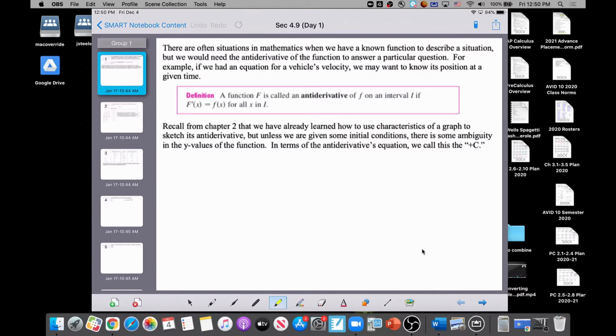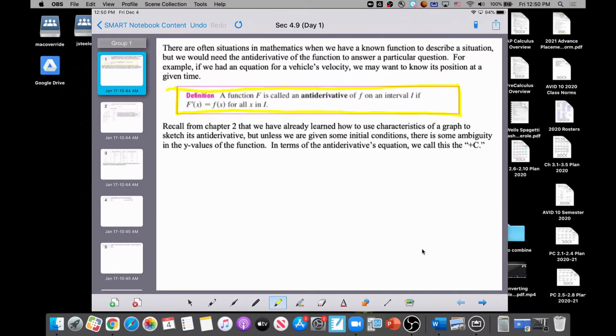So our working definition here for an antiderivative is: a function capital F is called an antiderivative of little f on an interval I if F prime of x is equal to little f of x, right? If the derivative of the antiderivative is equal to the function, then we would say that that was an antiderivative of the function.